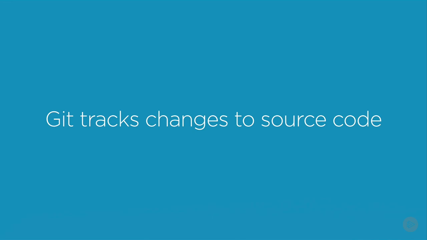Git is a tool that tracks changes to source code. At its very basic, that's what it does. It tracks changes to any file actually, but it's mostly used for source code files. And if you put it like this, it doesn't sound like much.